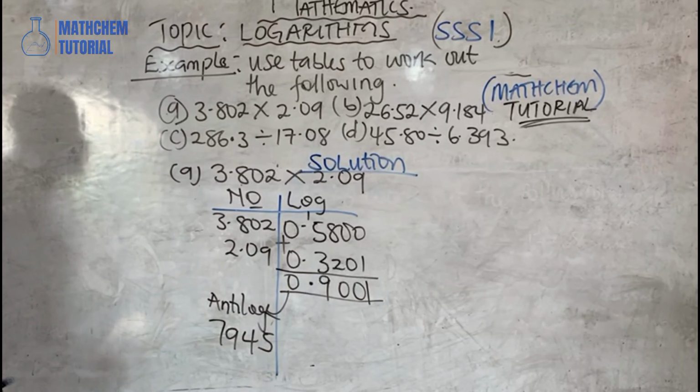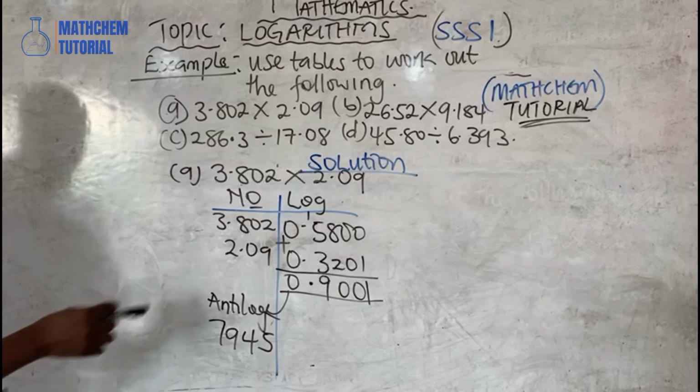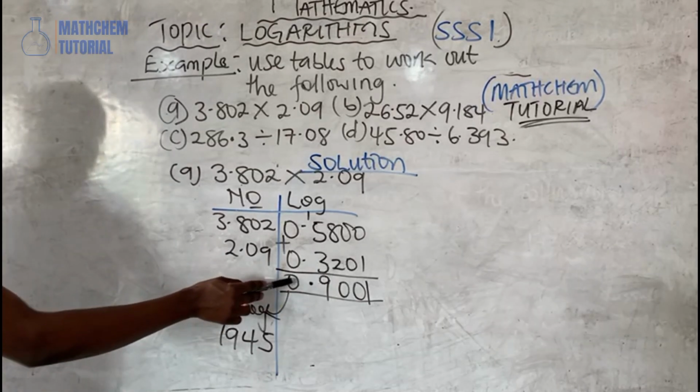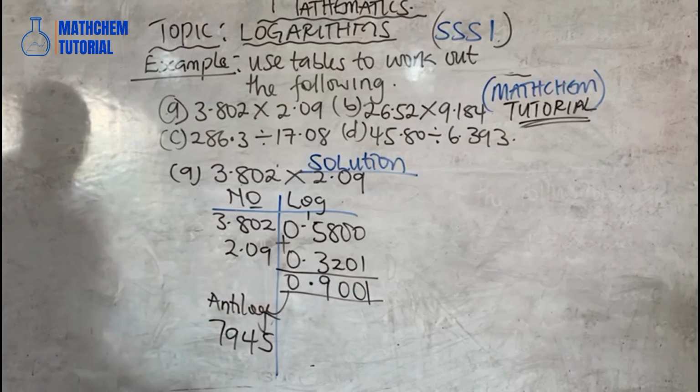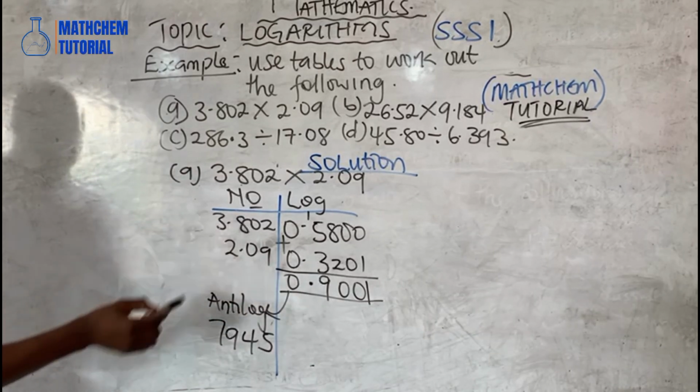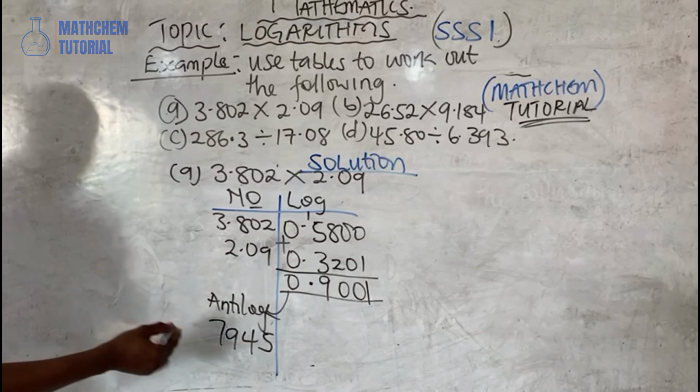I'll put my decimal point based on the number that I have here. Now, this is 0. Remember that I said this is 0, which means that the decimal point will be on the first integer. So the first integer I have here is 7.